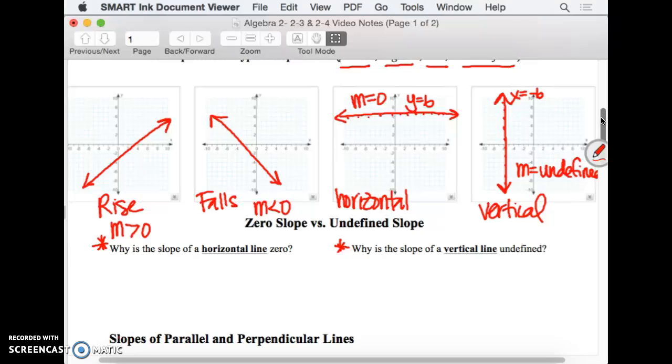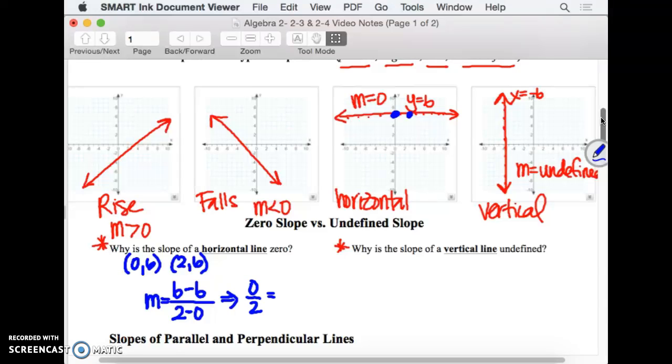We're going to choose 2 points on those lines, and we're going to prove why the slope is 0. I'm going to choose this point, let's say this is the point 0, 6, and I'm going to choose the point 2, 6. If I find the slope between those 2 points, I'm going to subtract 6 minus 6 over 2 minus 0, just using the slope formula from up above. So that is 0 over 2, which equals 0. If you don't believe me, plug that into your calculator. So that's why that works.